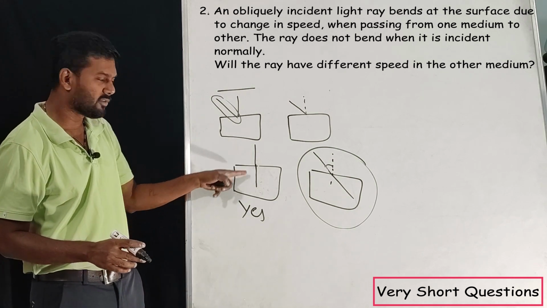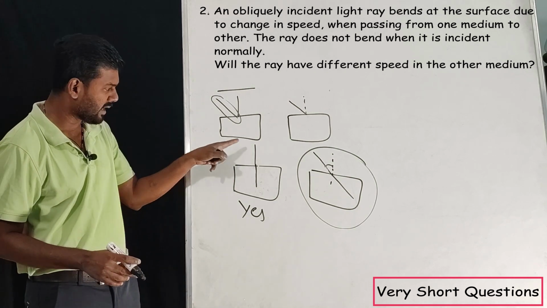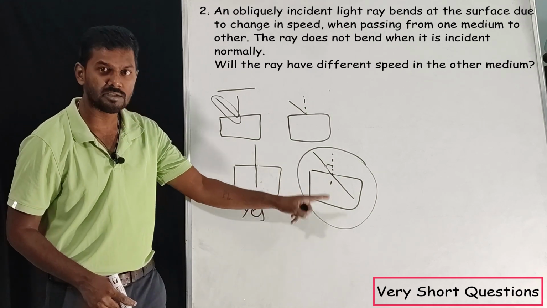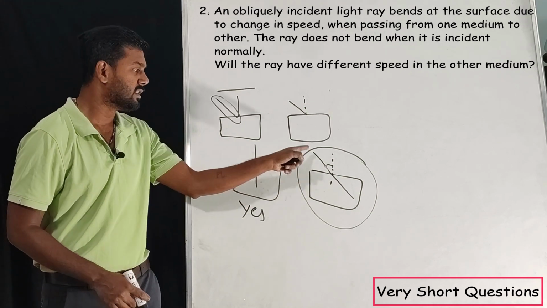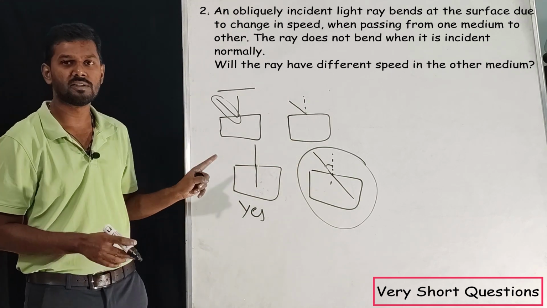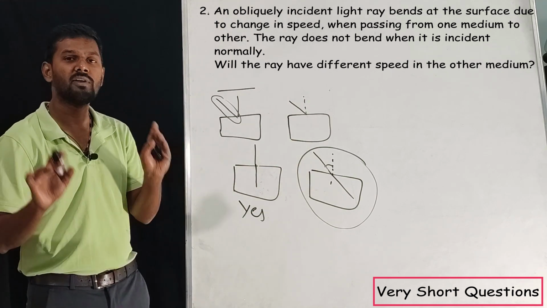But if it is incident normally, then there is no refraction but the speed will change. Here also there is no refraction, but the speed will not change because the refractive index of both the mediums is the same. Here it is different, that's why the speed of light will change.